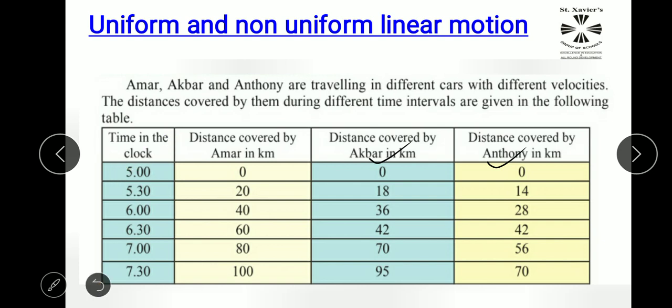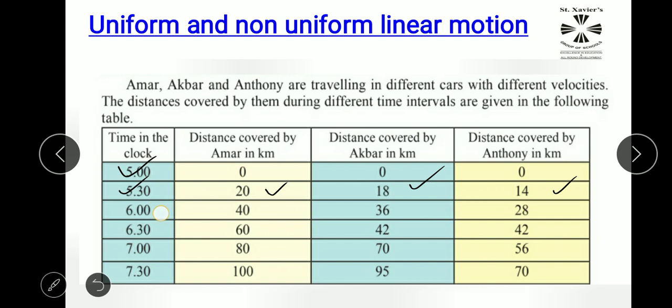So here you will find that the distance covered in the first half an hour, from 5 to 5:30, is 20 kilometers by Amar, 18 kilometers by Akbar, and 14 kilometers by Anthony.